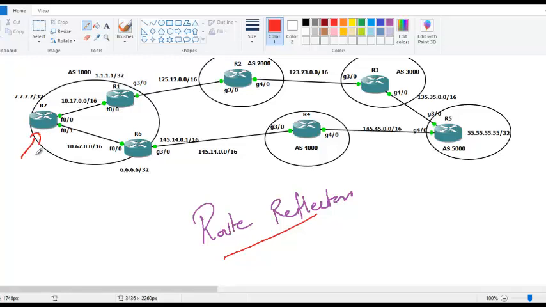By default, for preventing loops, a route learned from an IBGP should not be given to another IBGP. R6 and R7 are what relationship? IBGP. So a route learned from an IBGP, this network that is given by router 6 to router 7, will not be given to router 1. But we are asking to give. By configuring route reflector, we are asking to give. That is how we break the rule.